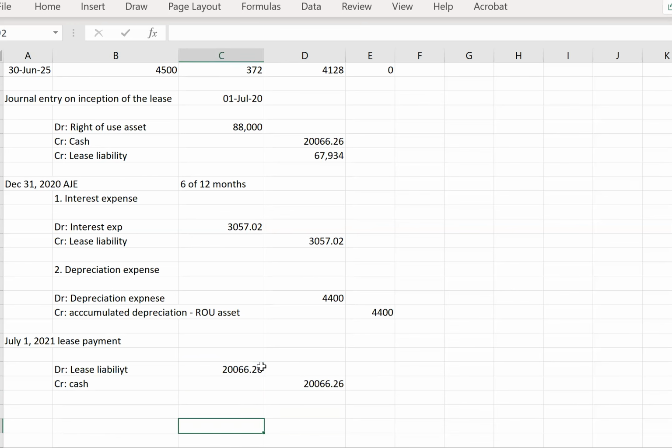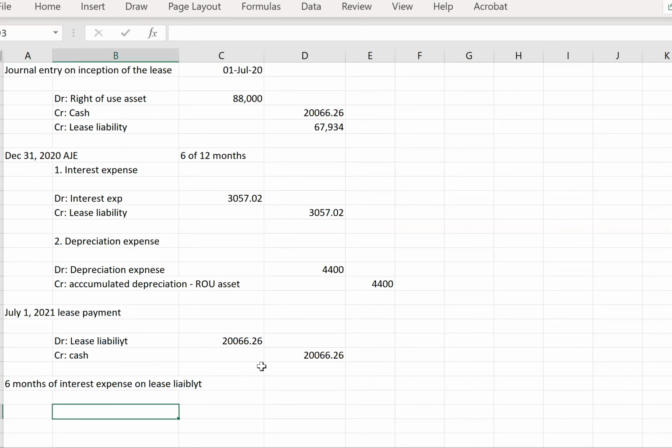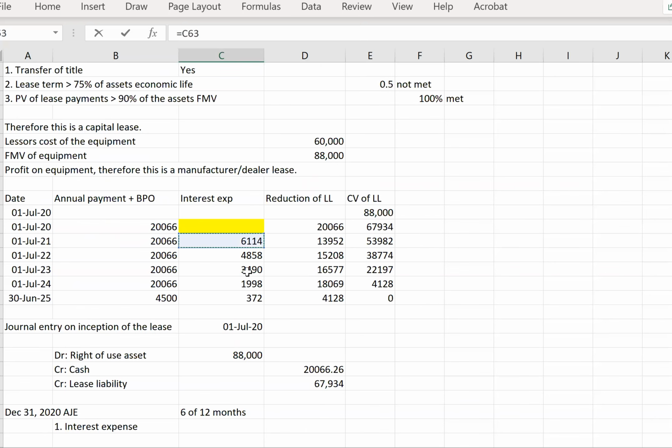And then we're also going to need to record the remaining 6 months of interest expense on the lease liability. So we're going to have debit interest expense, credit lease liability, and this is going to be from our schedule. This is actually going to be the same number that we used here. It's going to be the remaining 6 months because we need to get back to that same number.